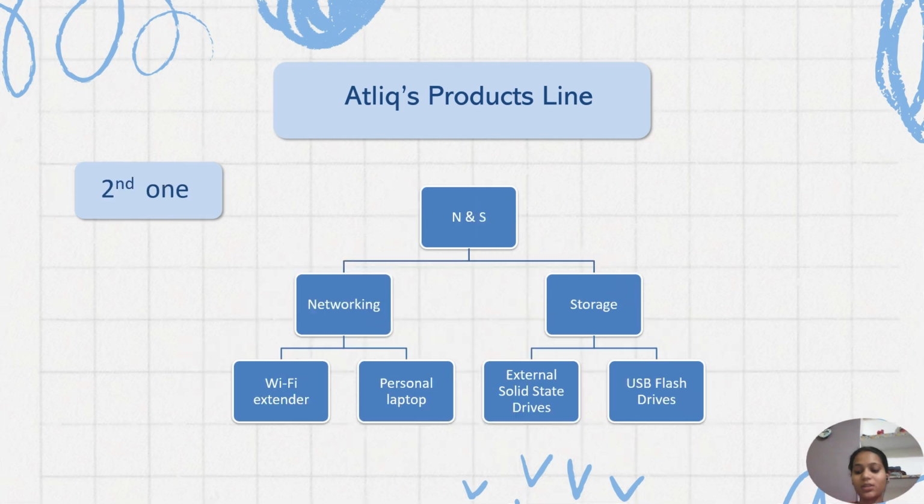Now let's talk about the second product line. The second product line is N&S, network and storage. First we are talking about networking, and the next one is storage. In networking we have two products, like Wi-Fi extender and router. And in the storage we have external solid state drives and USB flash drives.